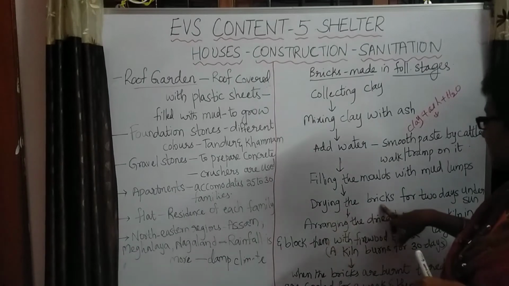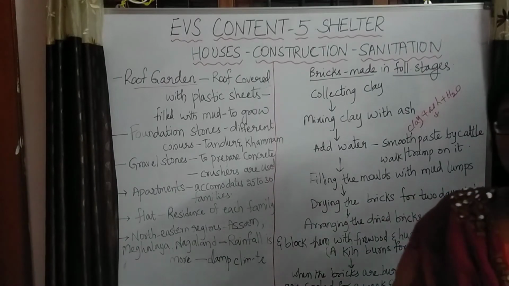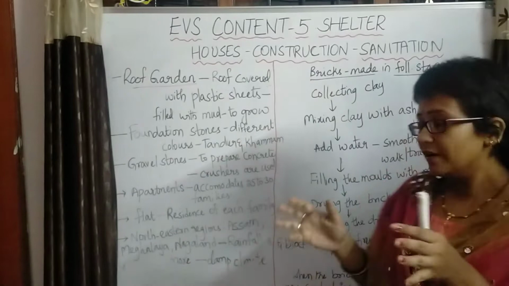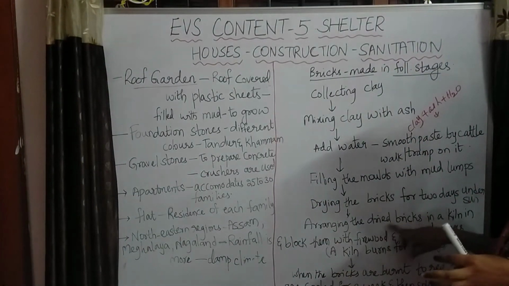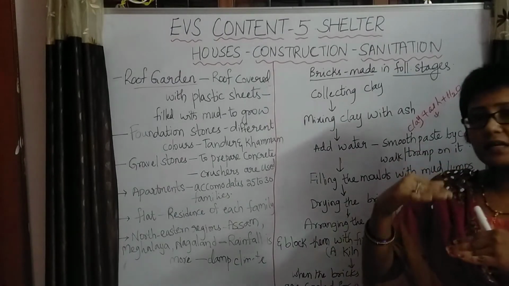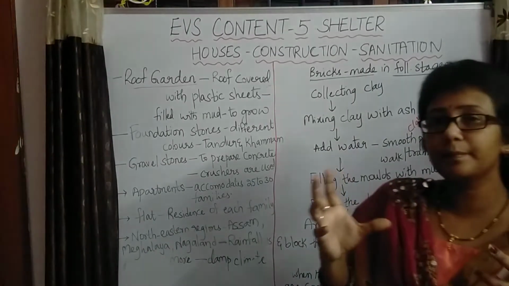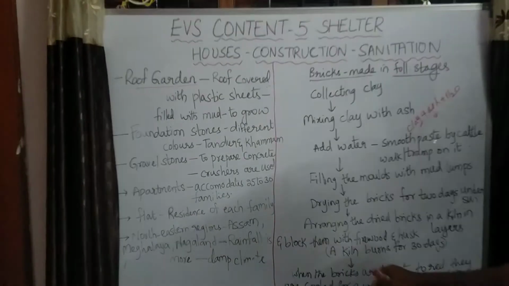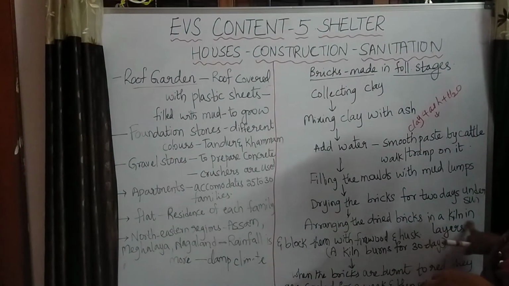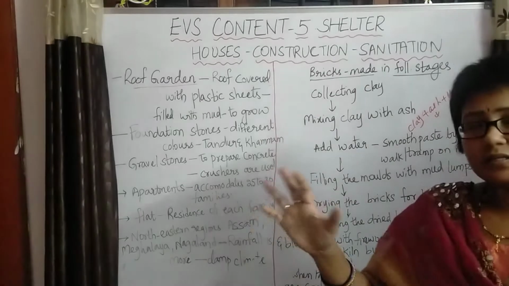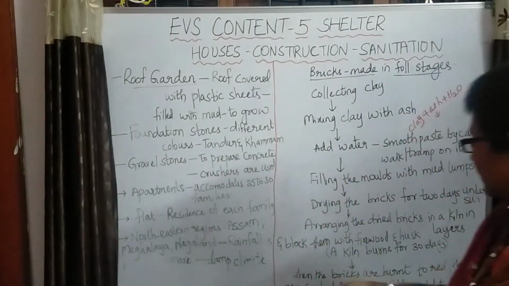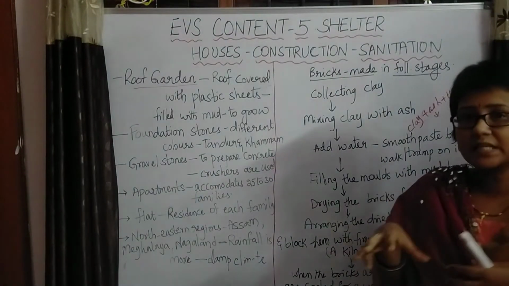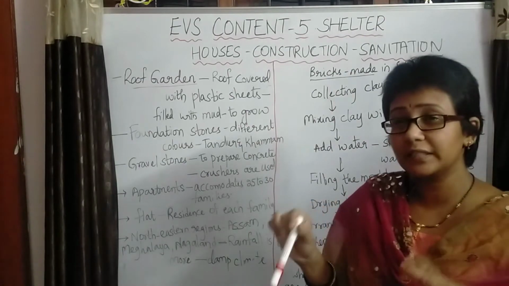Next, these bricks are dried for 2 days under the sun. Now these dried bricks are arranged in a kiln in layers. Kilns, what does kiln mean? In the kiln the bricks will be burnt. So the dried bricks are arranged in layers in the kiln and blocked with firewood and husk. Inside, all the bricks will be arranged, and outside it will be blocked with firewood and husk. In this kiln the bricks will be burnt for 30 days.